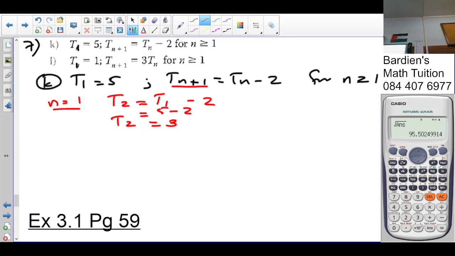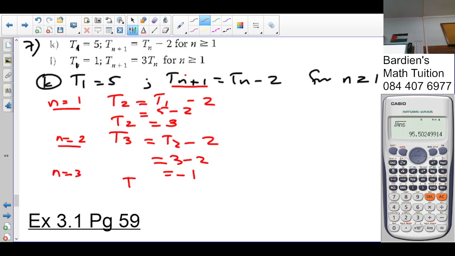What does the next one be? It would be for n is equal to 2. So it's going to be T_(2+1), which is T3, is equal to T2 minus 2. So what is T2? 3. The 3 minus 2 is negative 1. Can you see that, people? Next, this is now where n is equal to 3. This would be 3 plus 1, which is 4. It's equal to T3 minus 2. T3 is negative 1, minus 2 is negative 3.